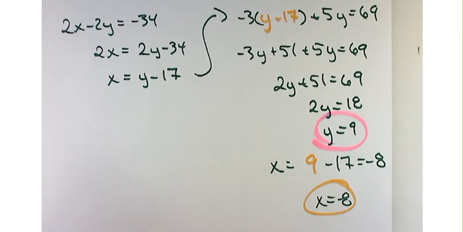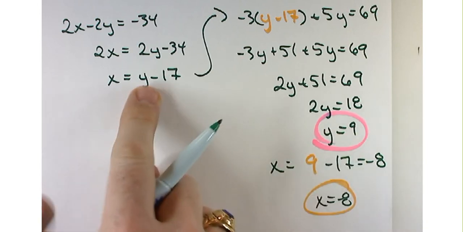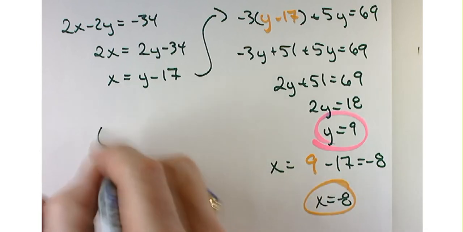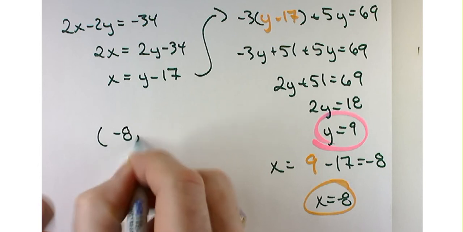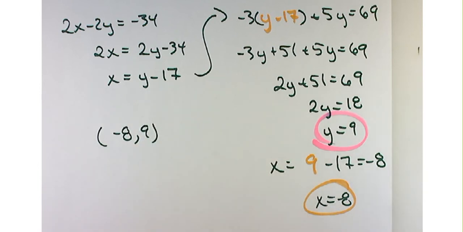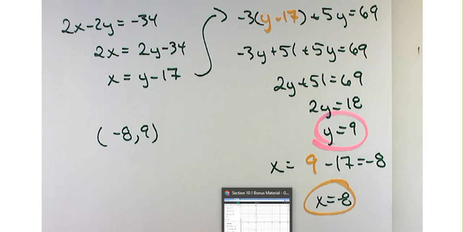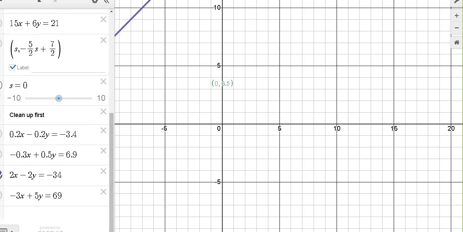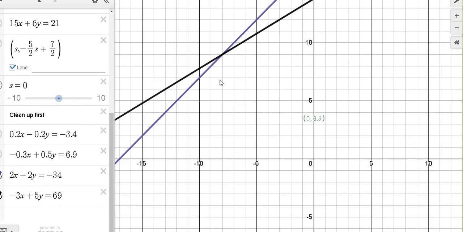If I were to graph this, what would I see? Wait, where did the negative 8 come from again? Plugging the y equals 9 into this expression for x. So 9 minus 17 gave me the negative 8. So my solution is negative 8 and 9. If I look back at my graph, I should see that these two lines intersect each other exactly at that point. And they do. This is a nice way to double check your work.